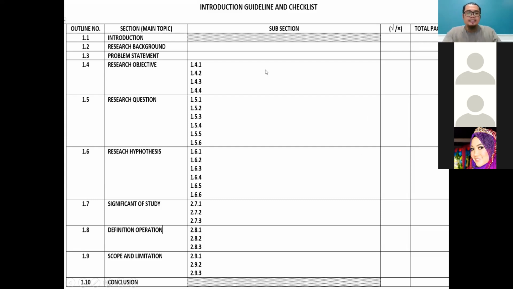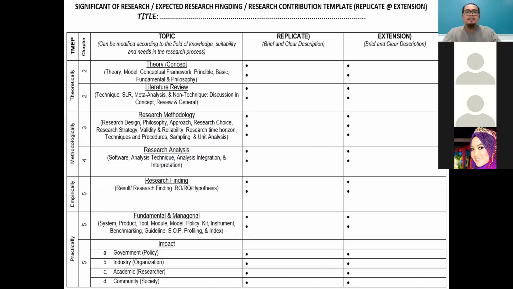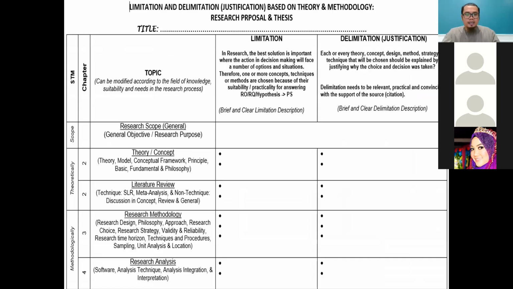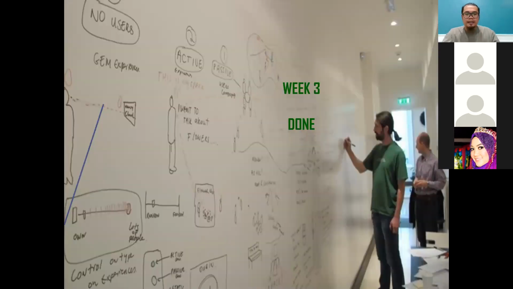Okay, just make sure to fulfill this one also, because this is another assignment from your template requirement. The template is already given, so make sure everyone can start doing this template, for limitation, for contribution, and also the alignment between research background, problem, research objective, research question, and hypothesis. I think for today, just this part I need to cover.